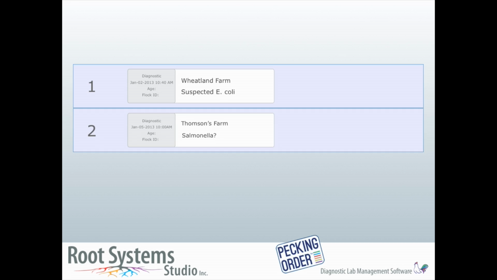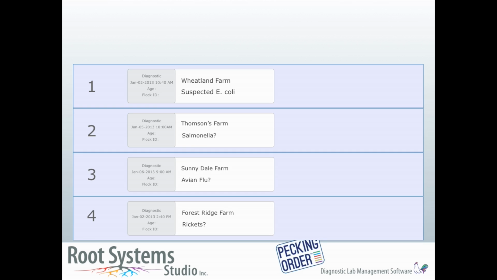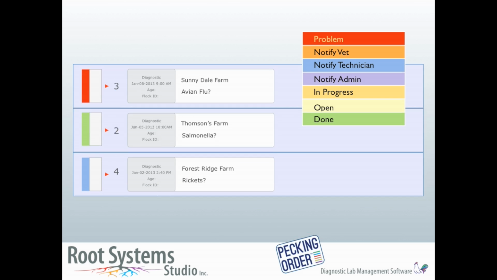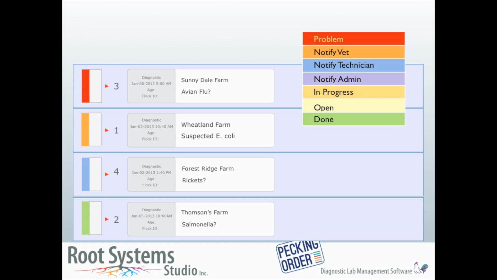Imagine the to-do list for the business. It's a long list of cases. At RSS, we developed a hierarchy of status values that have been proven to work very well for lab services. We use color codes to track our progress on each case. Based on these values, we can sort the cases by priority with important things at the top.